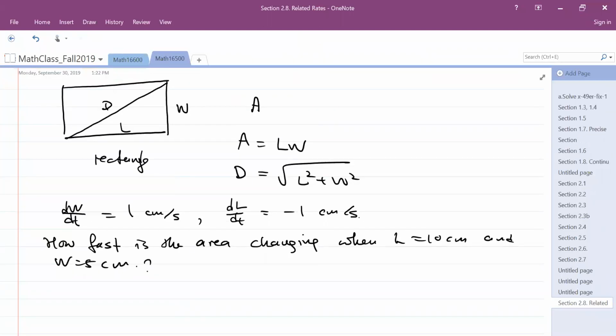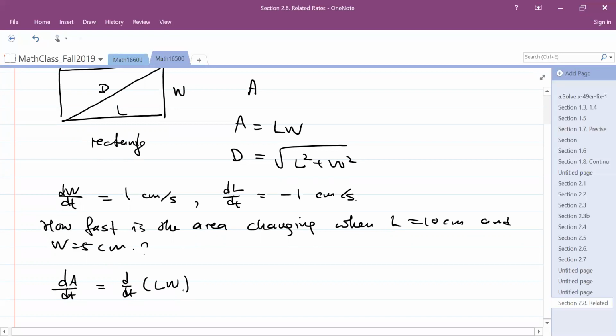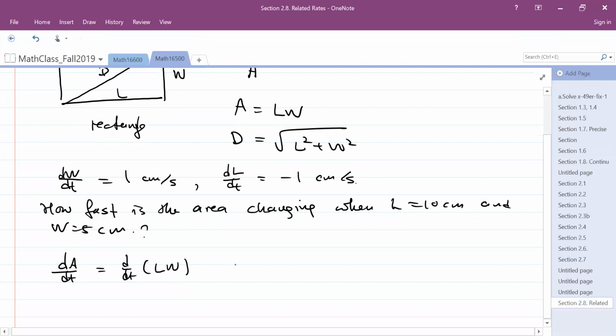So let's do the computation. How fast is the area changing? Okay, the rate of change in area. If it's 0, then there's no change, right? So A depends on L and W, so it's implicit differentiation here. You differentiate both sides with respect to t, right? And W and L are functions of t, so it will be dL/dt times W plus L times dW/dt. So that's the formula. Okay.